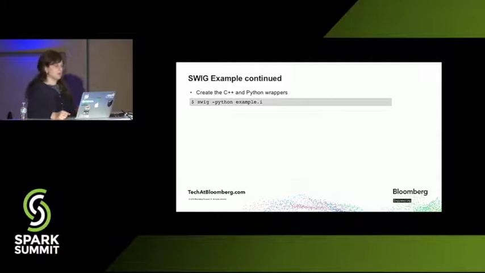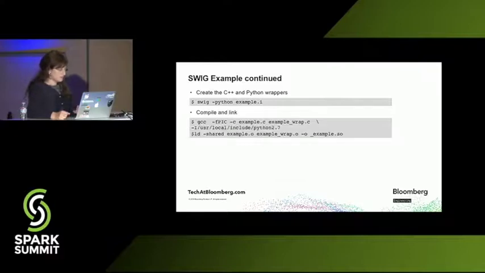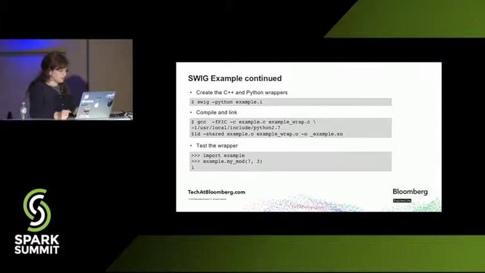And then you would call SWIG and tell it that you want Python code using your example.i file. At that point, you would want to link together your actual example.c and example_wrap.c, which was generated in the previous step, and then link your code. And you finally come out with an example.so.